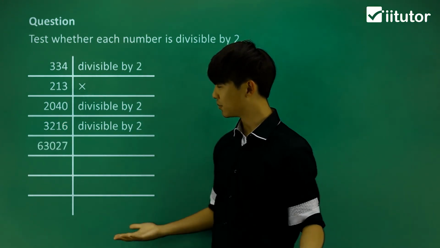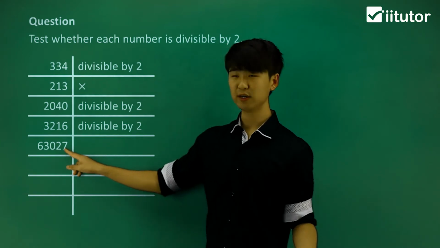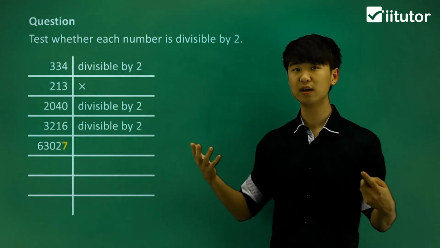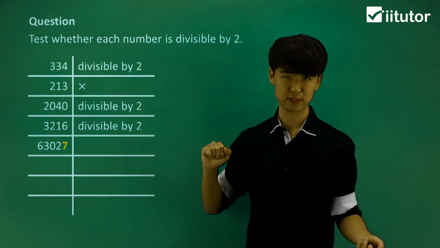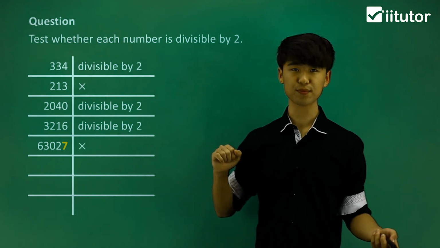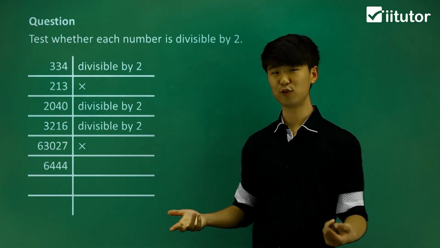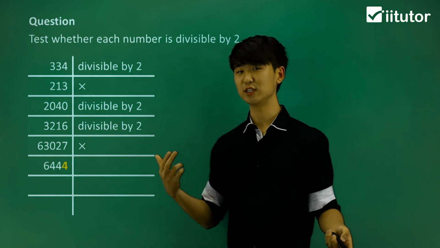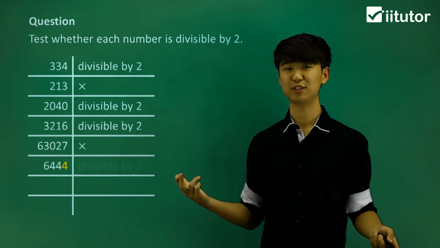63,027. No matter how large the number is, if we look at the last digit, we can see it's 7. So it's not an even number, and it's not 0, so it's not divisible by 2. 6,444. The last digit is obviously 4, so the whole number here is going to be divisible by 2.